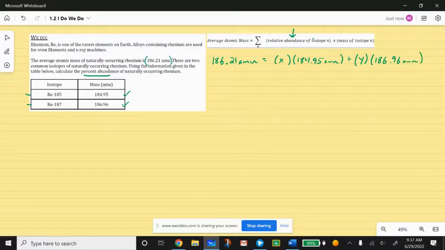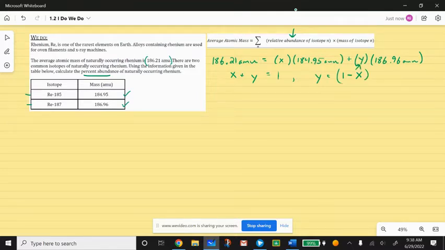All right, so now we have to make a connection between X and Y. Our relative abundances should add up to 1. So X plus Y should equal 1. So let's substitute, so we don't have two different variables here. Y is going to be equal to 1 minus X. And then we are going to substitute this right into that expression.